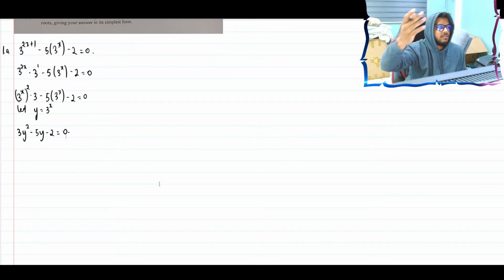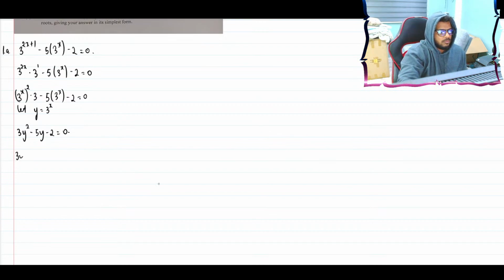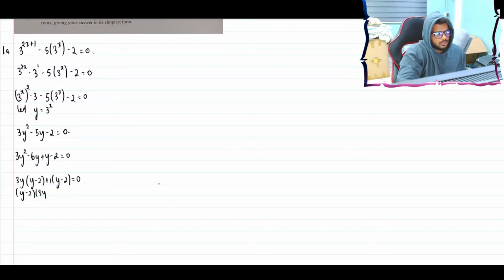3 times minus 2 is minus 6. So the factors of minus 6 that add to give minus 5 are minus 6 and 1. So 3y squared minus 6y plus y minus 2 is equal to 0. 3y into y minus 2, plus 1 into y minus 2 is 0. Y minus 2 into 3y plus 1 is 0. Y is equal to 2, or y is minus a third.